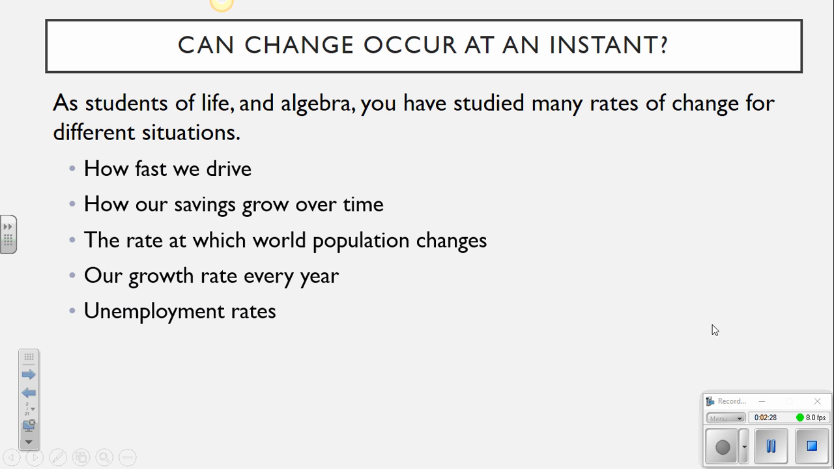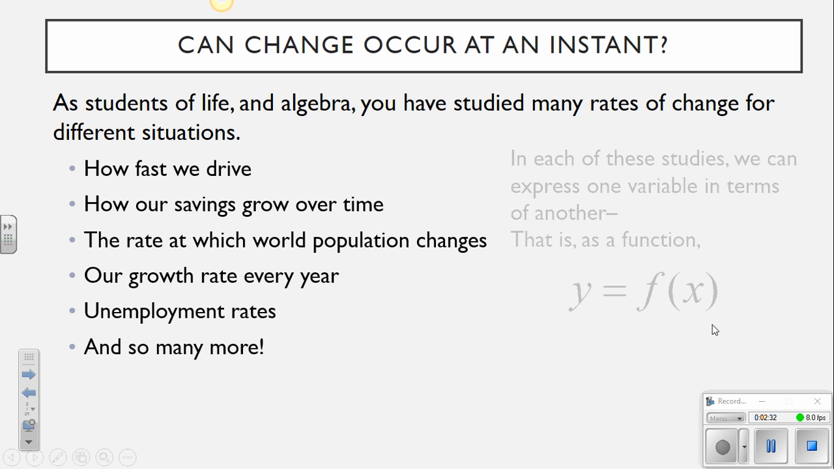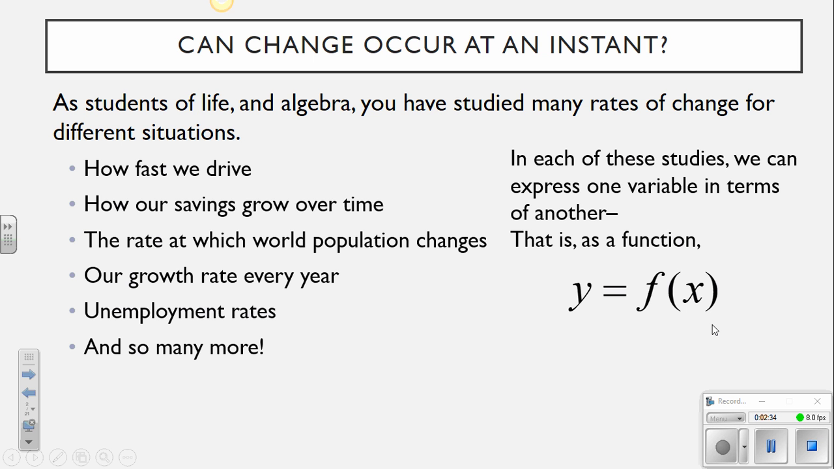So what do we use to analyze these rates which we encounter every day in our lives? Well, in each of these studies, we can express one variable in terms of another. In mathematics, we talk about that being y as a function of x, so y equals f of x. We're actually going to talk a little bit about these functions and how their rates change over time. But I just want to give you some things about whether change can occur at an instant.